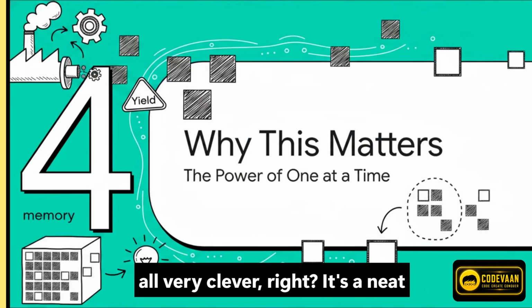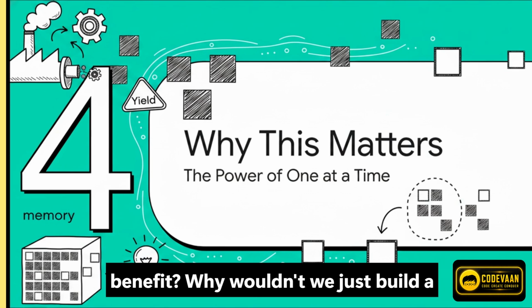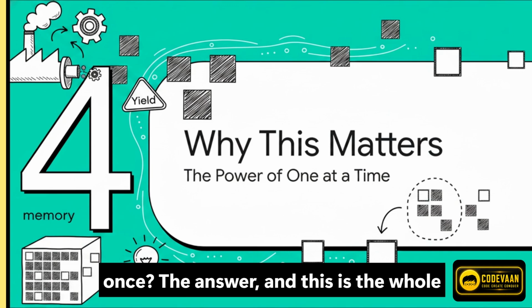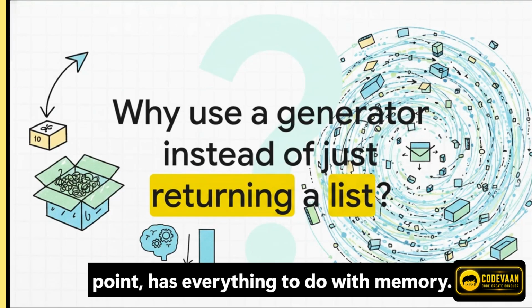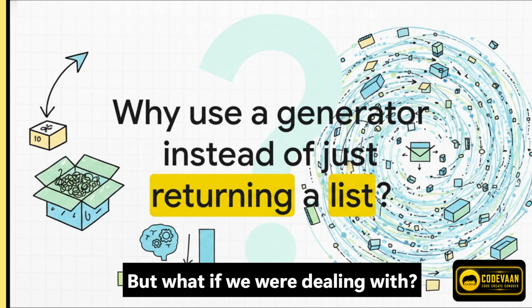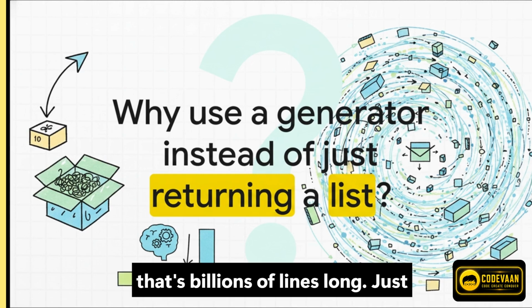So this is all very clever, right? It's a neat programming trick. But what's the actual benefit? Why wouldn't we just build a list of 10 squares and return it all at once? The answer, and this is the whole point, has everything to do with memory. For 10 numbers, it really doesn't matter. But what if we were dealing with 10 million numbers? Or reading a file that's billions of lines long?